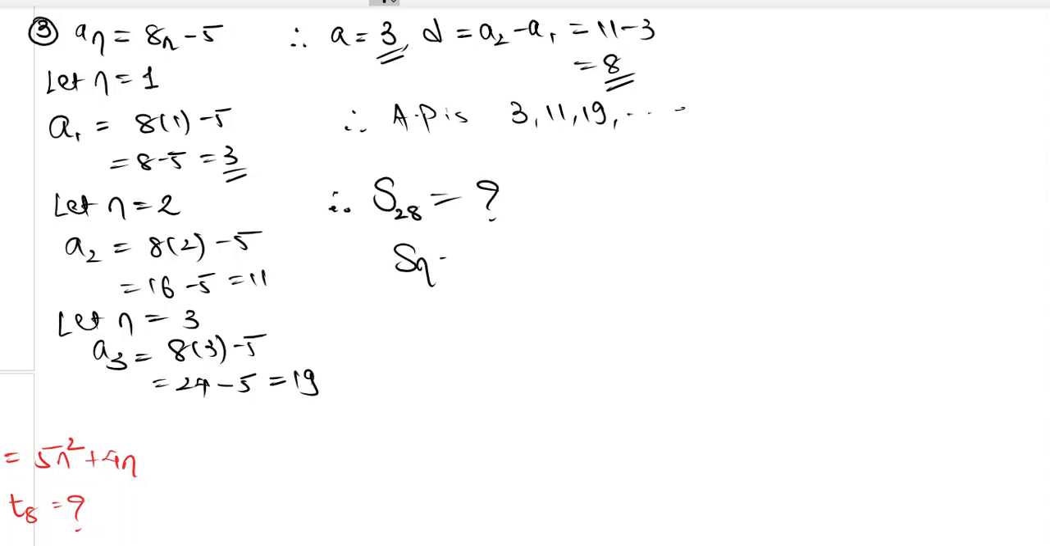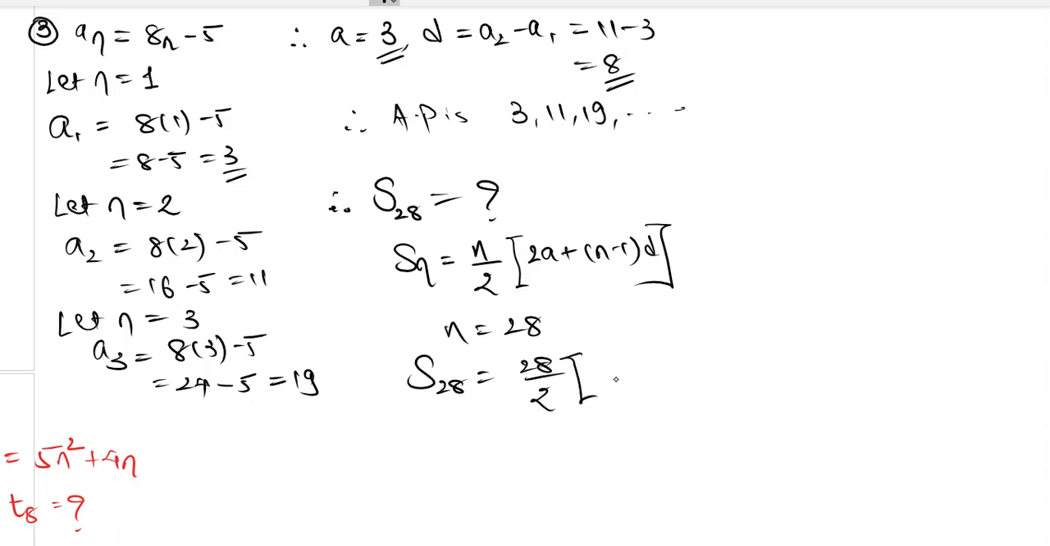So we'll use the formula of sum of n terms. Now it is very easy. I'm sure you don't want me to solve ahead, but still I'll show you. Sum of n terms is n by 2 bracket 2a plus n minus 1 into d. Right? So n is 28 over here. So sum of 28 terms is equal to 28 by 2 bracket 2 into A is 3 plus 28 minus 1 into D is again 8.